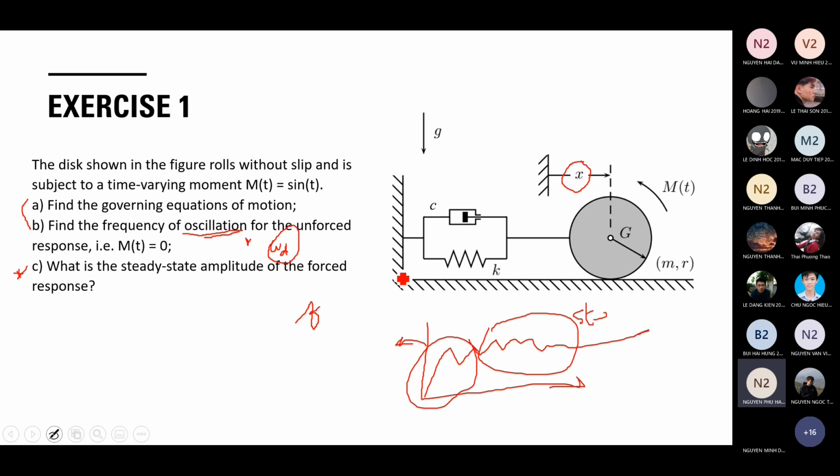So how can we calculate the amplitude of this steady state? It's just a different way of saying the amplitude of the vibration here.